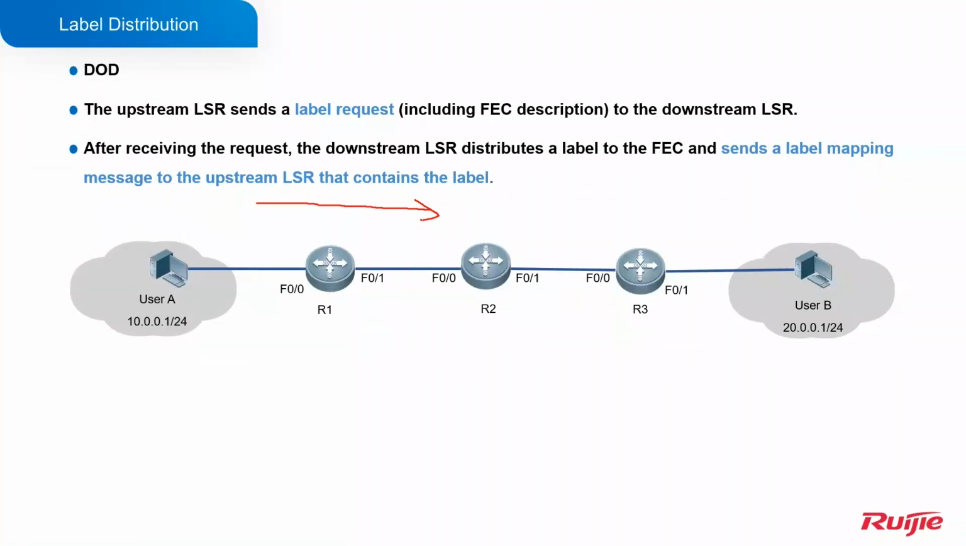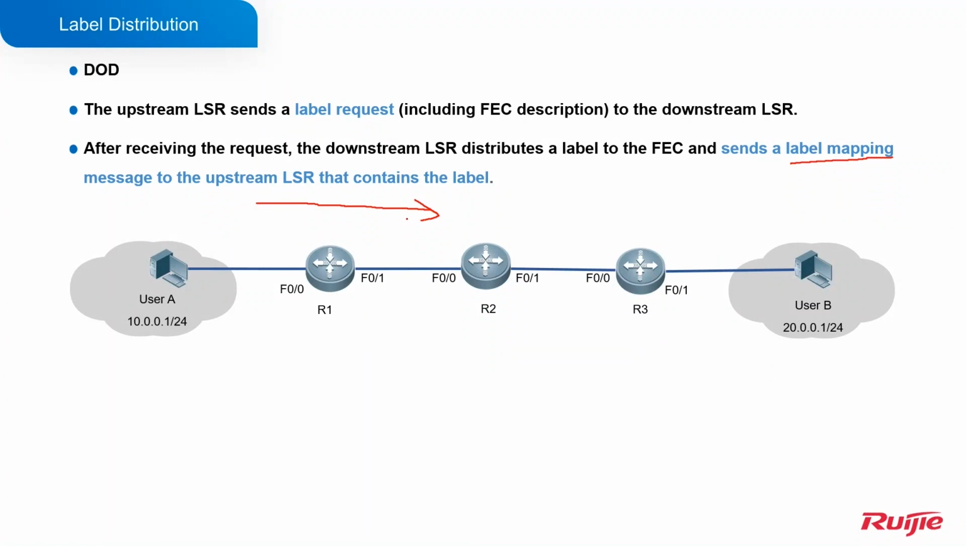So the DOD means the upstream router sends the label request message. That means, for example, hi, my neighbor, can you give me some label information? The downstream router receives the request packets, and will distribute the label to the FEC and send the label mapping message to the upstream router, including the label information. Then the upstream router will receive the message and make it become the out label.